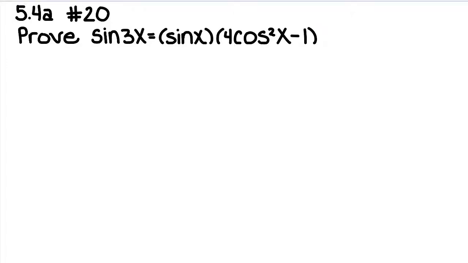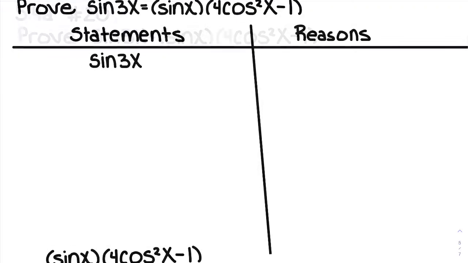To prove, we want to make two columns, labeling one of them statements and the other one reasons. Then we want to use what's on the right and left side of the equal sign as our first and last statement. Normally you use the uglier of the two sides as your first statement, but anytime we have the sine of 2x or 3x or so forth, we're going to use the sum difference property to expand.